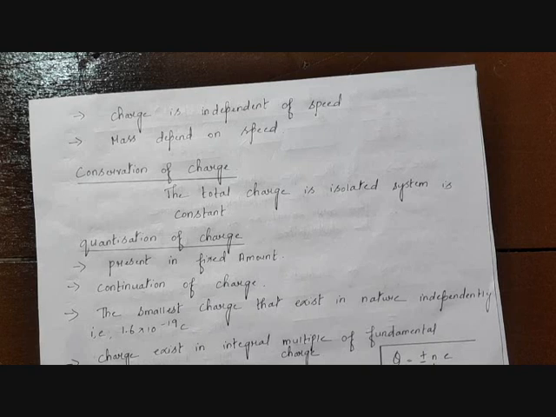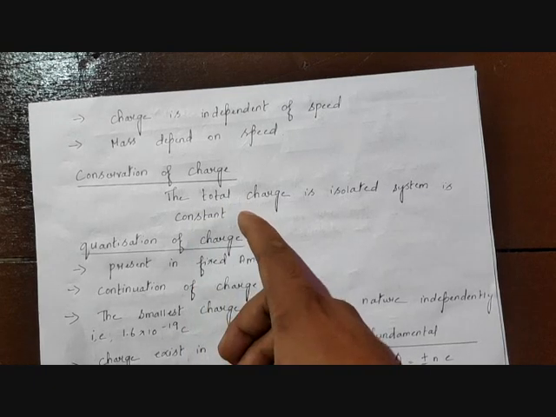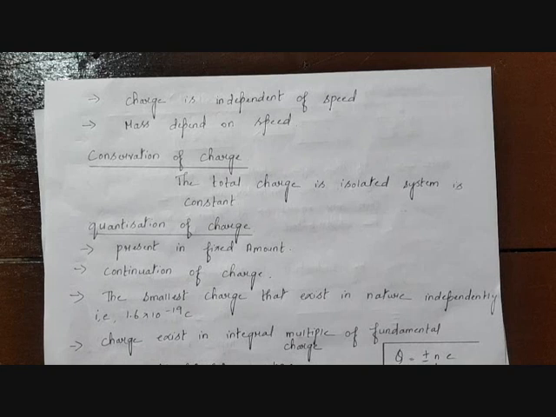Now the next topic is conservation of charge. I think in class 11 you have learned what conservation of energy is. I hope you know. Same, conservation of charge. Conservation of energy says that energy cannot be created nor destroyed. It's simply transferred from one form to another. Is it clear? So I wrote here, the total charge in an isolated system is constant. What's an isolated system?